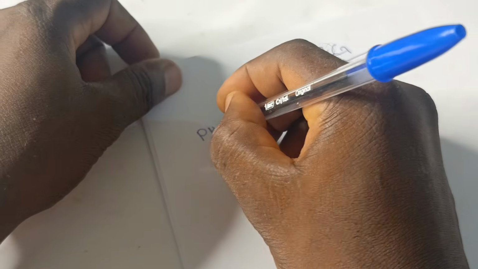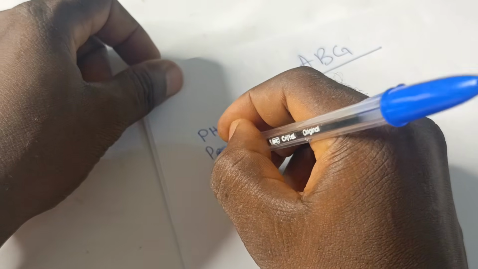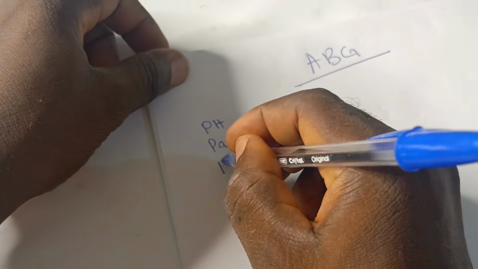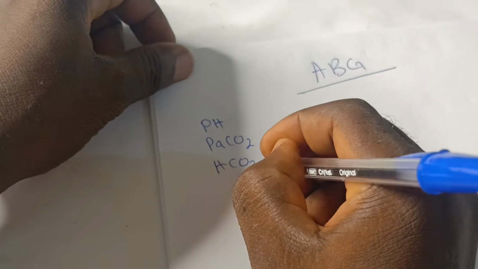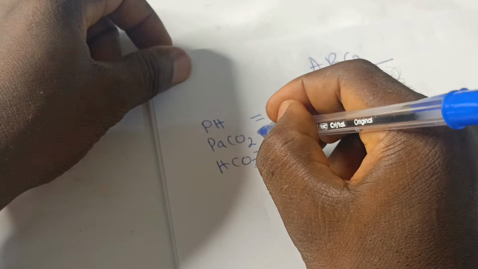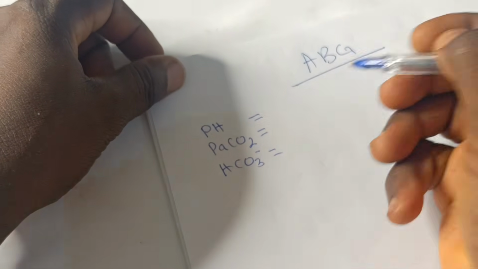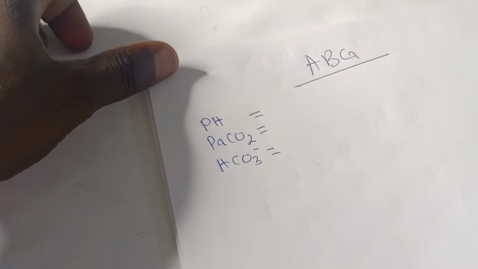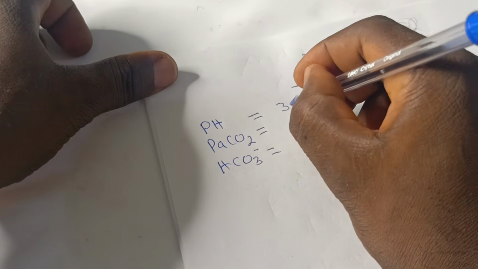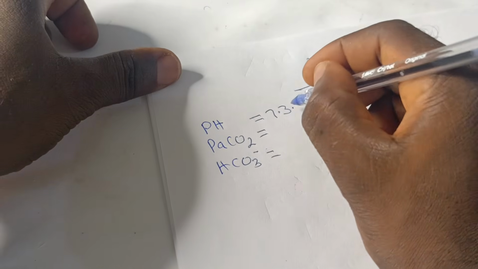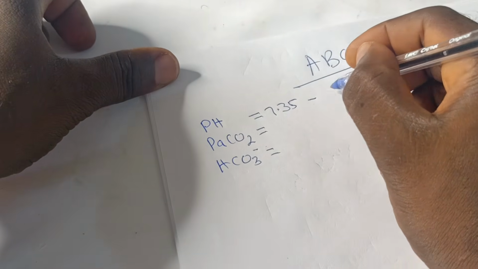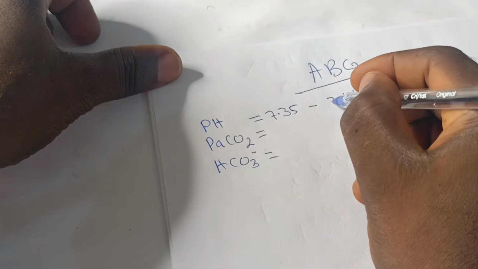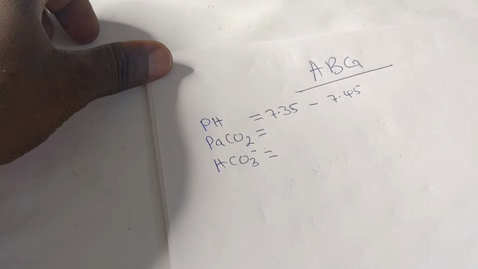So the first one is the pH. The second one is the partial pressure of carbon dioxide. Then the other one is the bicarbonate. Now let's look at the normal values of this component. For the pH, it is 7.35 to 7.45. That is the normal value for the pH.